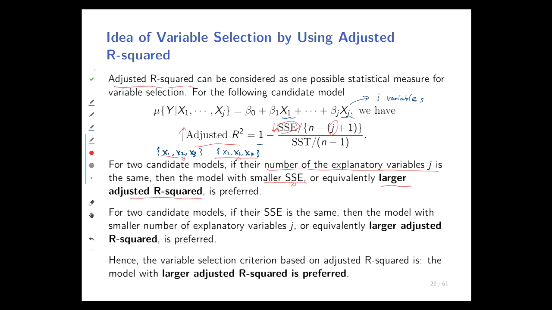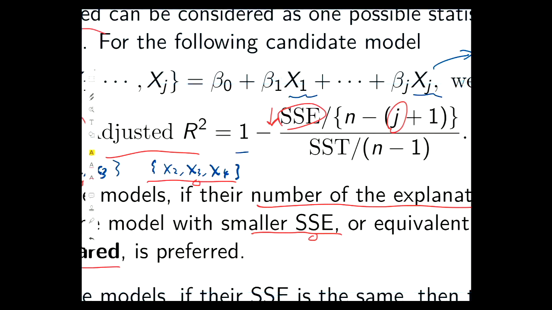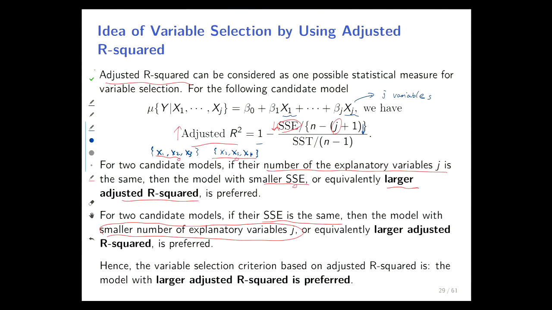Another case here is that if we have the same sum of the squared error, that means we have the same goodness of fit for the model. So what we need to do here is to consider the model with the smaller number of explanatory variables. Because for variable selection, we only want to use a smaller number of explanatory variables to determine the regression model, and we always prefer the model with fewer variables. If we have a smaller number of explanatory variables, that means in this formula we have a smaller number of variables. Based on this formula, that is also equivalent to a larger adjusted R-square.